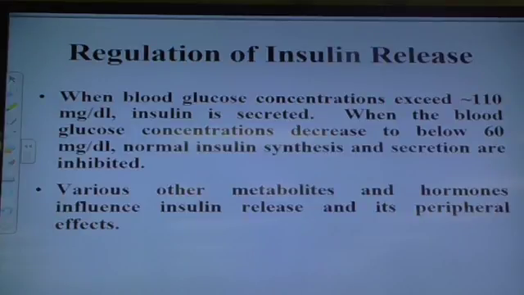Now, when your glucose concentrations go below 60, what's going to happen to insulin secretion? It's going to shut off, because do you want it to go any lower? Or you get hypoglycemic shock. Now, there are other metabolites and hormones that influence insulin release and also its peripheral effects. These are things like your growth hormone, your various adrenal hormones, and the glucocorticoids, and everything will affect the effects of insulin.